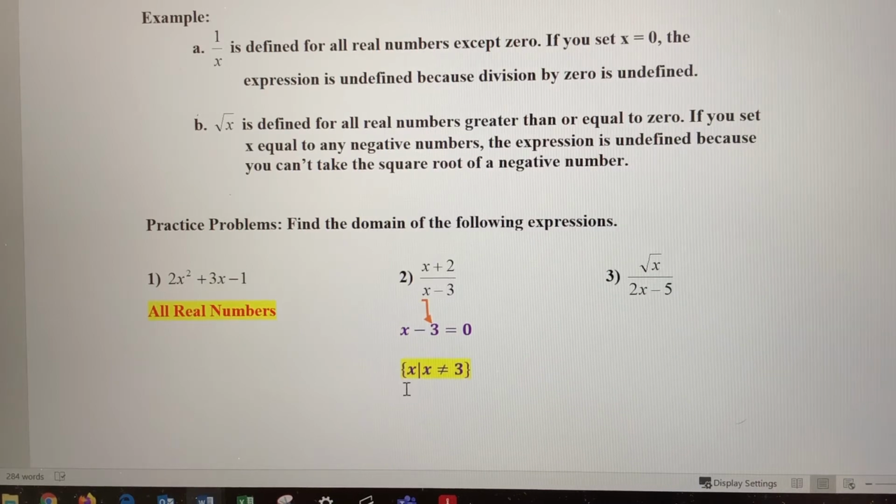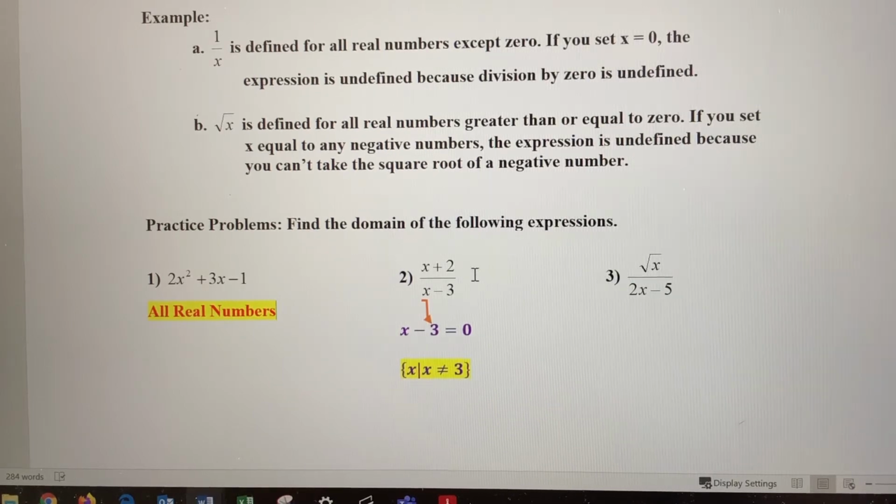So we write the domain using that notation we learned earlier in the year. We've got all x values are in the domain such that x is not equal to 3. So any other value other than 3 that you plug into this expression, you're going to get a real number value. But if you plug in 3 to this expression, you get 5 divided by 0, which is undefined. So that's why it has to be eliminated from the domain, okay?